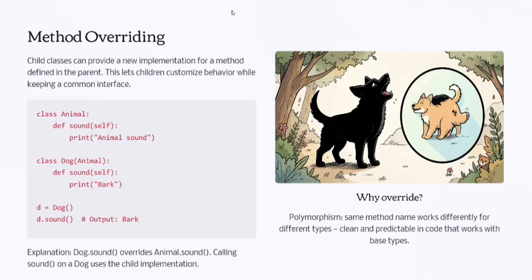Okay, so advantages of method overriding. Method overriding provides number one, flexibility. Different classes can have different implementations. Number two, polymorphism. The same method name can behave differently for different objects. Number three, better design. We can create common interfaces while allowing different behaviors. Note it down if you want to write this in your notebook.